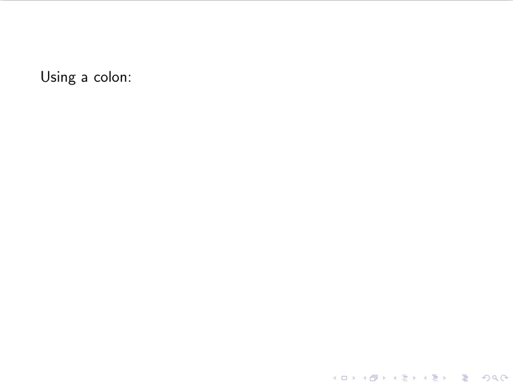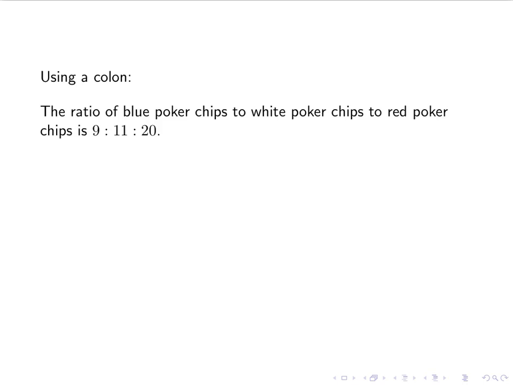We could also use a colon. The ratio of blue poker chips to white poker chips to red poker chips, because again it can be 2 or more things, so in this case 3 things, would be 9 colon 11 colon 20. And you'd read it as 9 to 11 to 20. So even though it's a colon, we use the word to when we're reading that out loud.